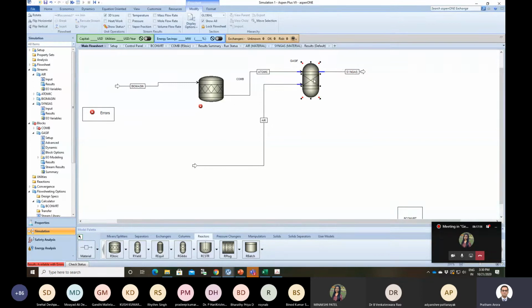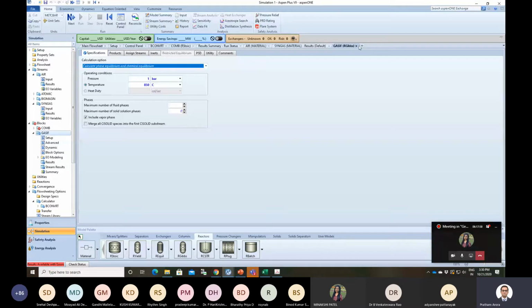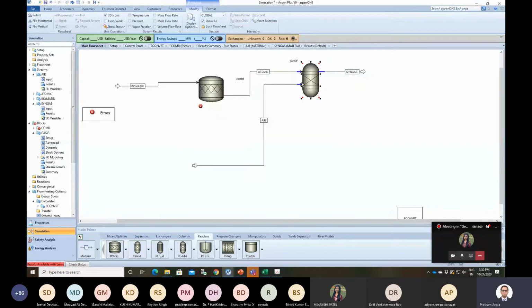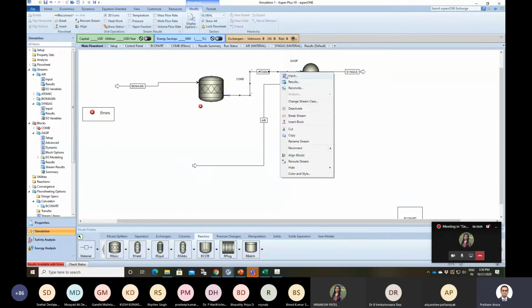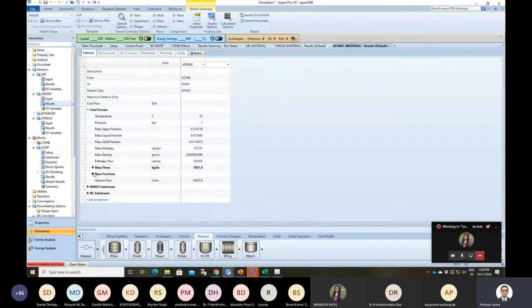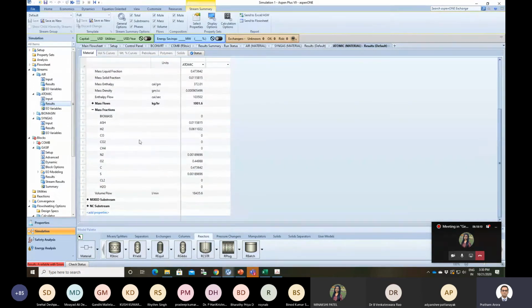So remember, I've not given in any equation in here. It has calculated all the output based upon the Gibbs reaction. So the only thing that is going in, if I select the stream and look at the results, is the composition in terms of hydrogen, nitrogen, oxygen, carbon, and sulfur, and some amount of ash.